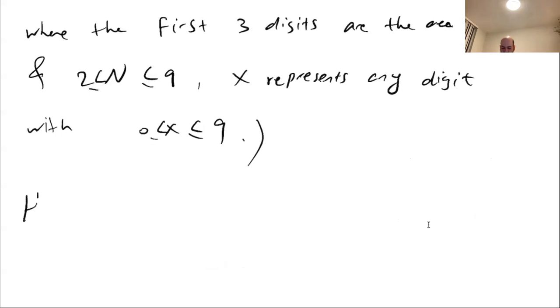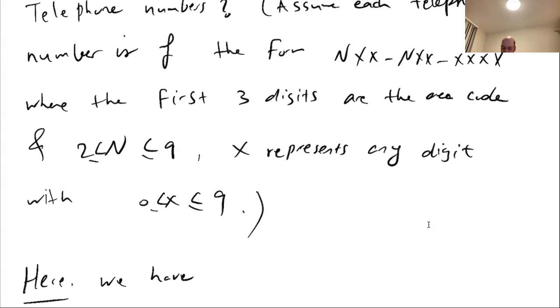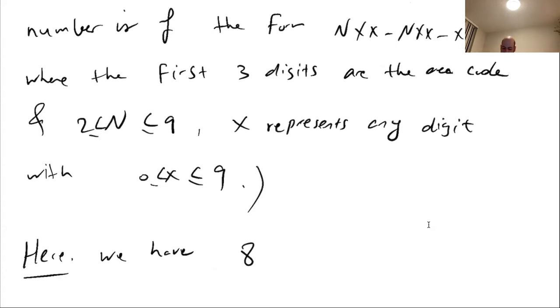How many phone numbers do we have of this form? N is 2 to 9, so we have 8 options for N, and then 10 options for each X, 8 options for N again, and then 10 options for each of the remaining X's.